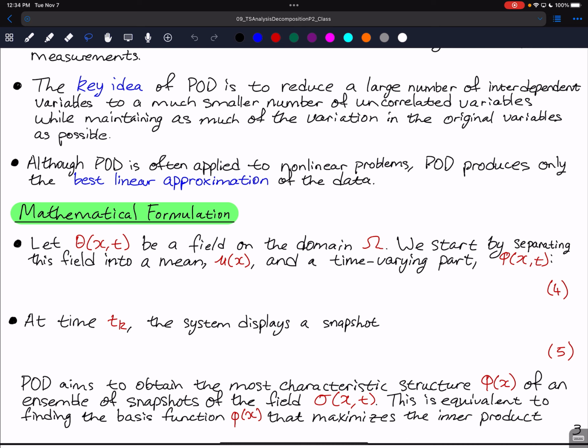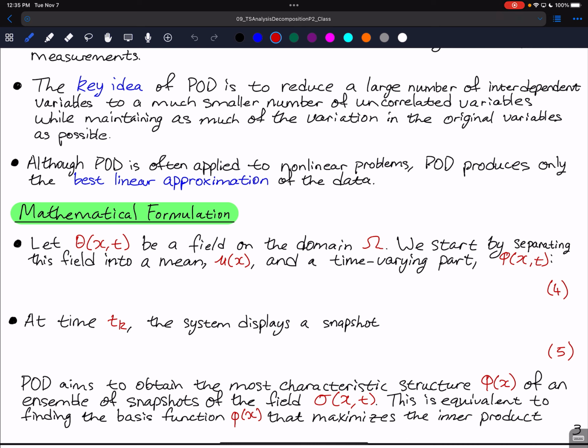And so you'll often see POD applied to nonlinear problems ranging from areas like fluid dynamics to structural dynamics to all kinds of areas. But even though you can apply it to nonlinear systems, it only will produce the best linear approximation of the data. So you can apply it to a nonlinear system, but you're going to get back what could be called the best linear approximation. That does not mean that it's not useful, it's just going to be linear in that sense.